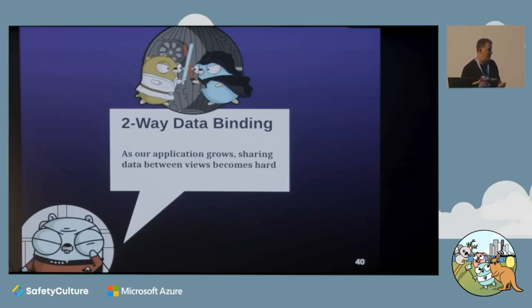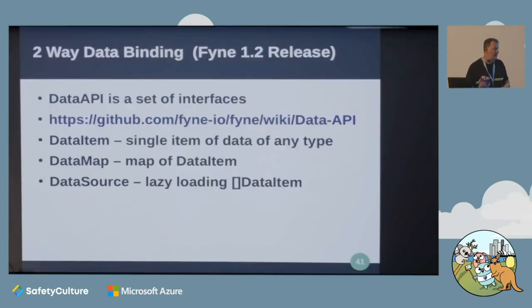Two-way data binding in Fyne. How do we do it? There's a data API that's being developed at the moment that we're hoping to release by Christmas. It's basically a set of interfaces defined inside Fyne, where if your data can implement these interfaces, then you get automatic two-way data binding. And I'm using it in a game I'm writing where RPCs are coming in with protobuf information, and I don't want to manipulate them, I just want the data to come in and automatically update all the maps and all the explosions and everything else happening in the game.